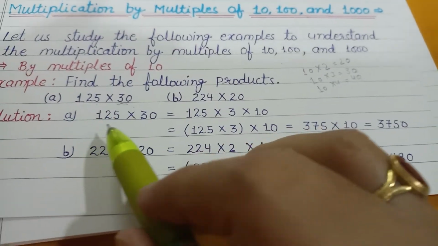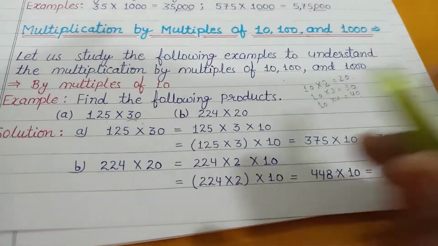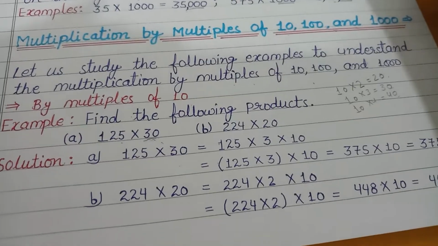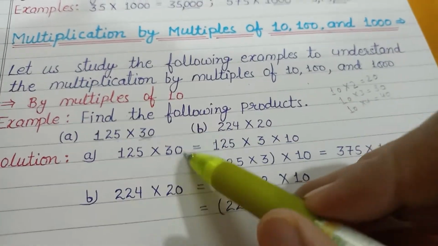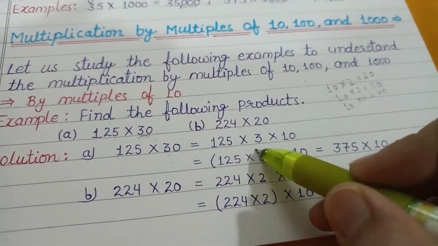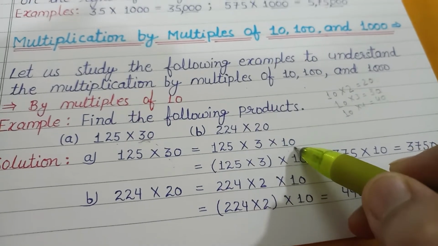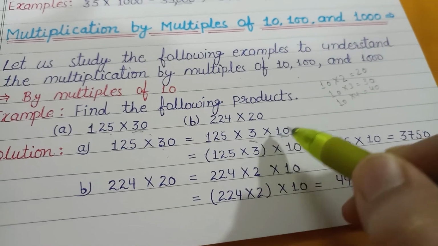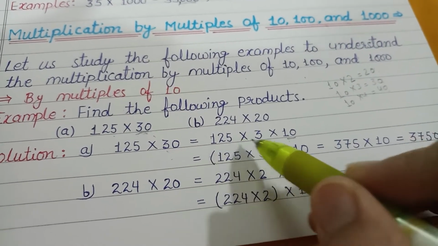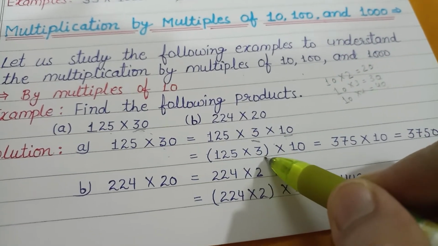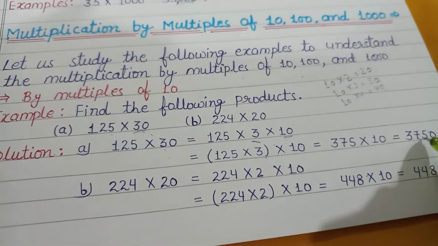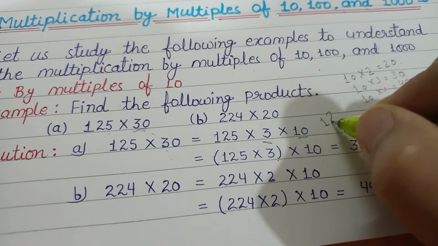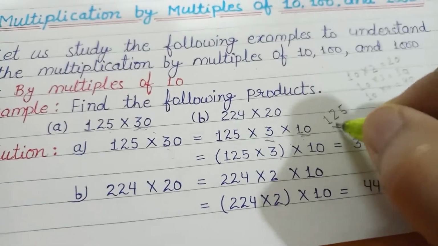125 multiplied by 30 is equal to, what will we do? We will break this number 30. So we can break it into 3 and 10. 3 multiplied by 10 is 30. So we break this number into 3 and 10. Now what to do? We will multiply 125 by 3 and then directly we will put 10. How will it be? First we will multiply 125 by 3.